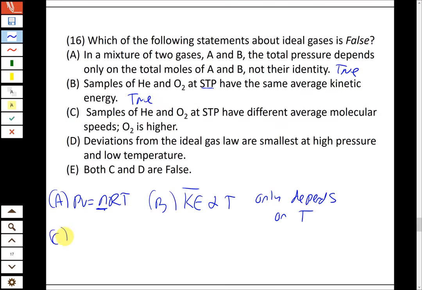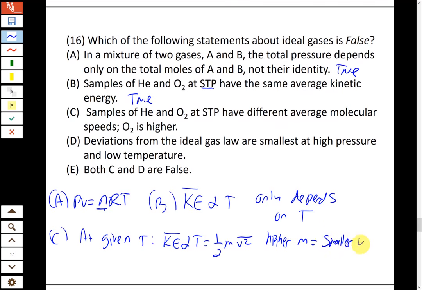If we go to choice C though, samples of helium and oxygen at STP have different average molecular speeds. O2 is higher. So at a given temperature, we said they have the same average kinetic energy, but that kinetic energy is equal to 1/2 times the mass times the average of the square of the velocity. Because the kinetic energies of these two are the same, the one that has the higher mass is going to have the smaller velocity and vice versa. As we talked about, if they're at the same temperature, heavier gases on average move slower, lighter gases move faster.